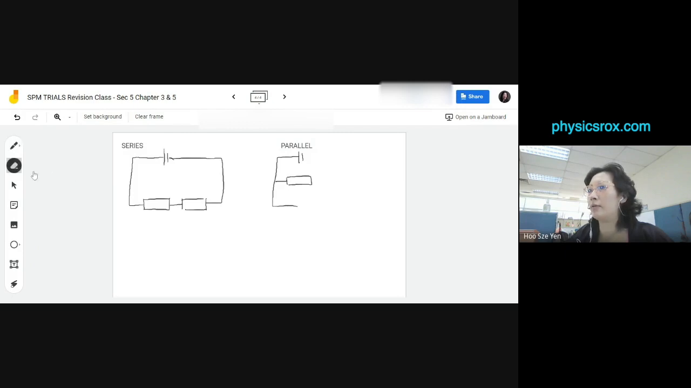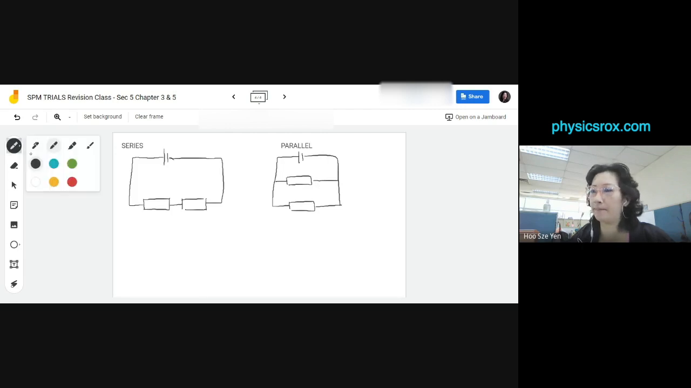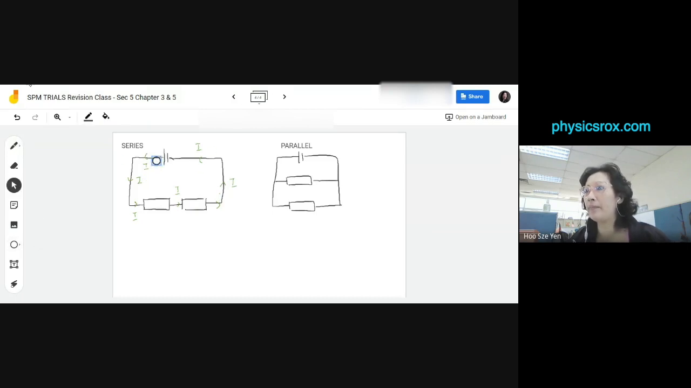When it comes to understanding what's going on in series and parallel, series is very straightforward. It makes a lot of sense because in series we already know that the current flow throughout the circuit is the same. The common point of confusion for series is that students think current decreases as it goes through, like here and here and here are all different. No, you must remember that current is the same throughout the circuit, because current is rate of flow of charge.